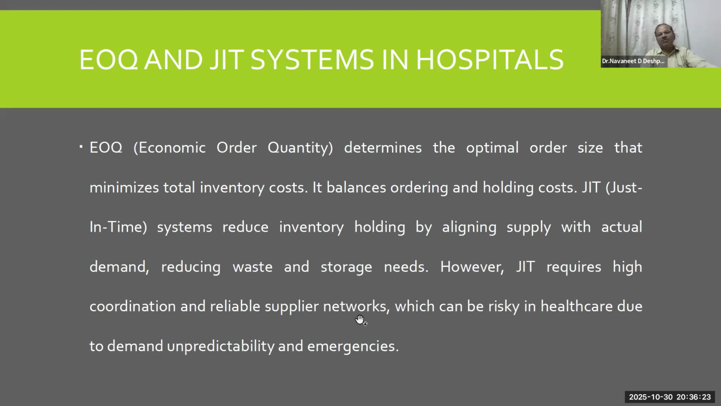People have to coordinate, and there should be reliable supplier networks. People have to have it in their godowns first, and it can then be brought to the doorstep. But the problem with this is it can be risky in healthcare. In the healthcare industry it becomes risky due to demand unpredictability and emergencies.